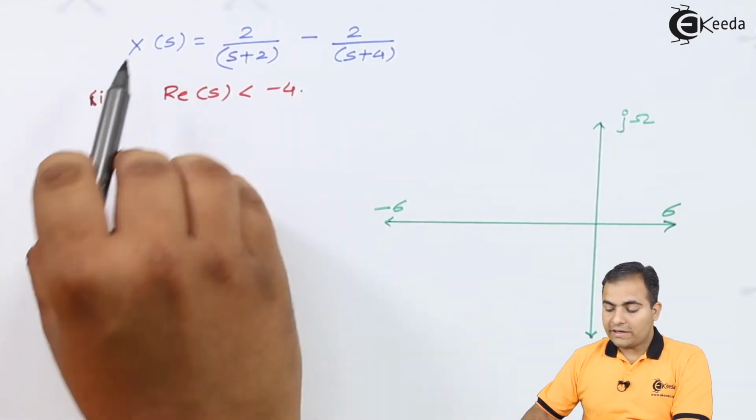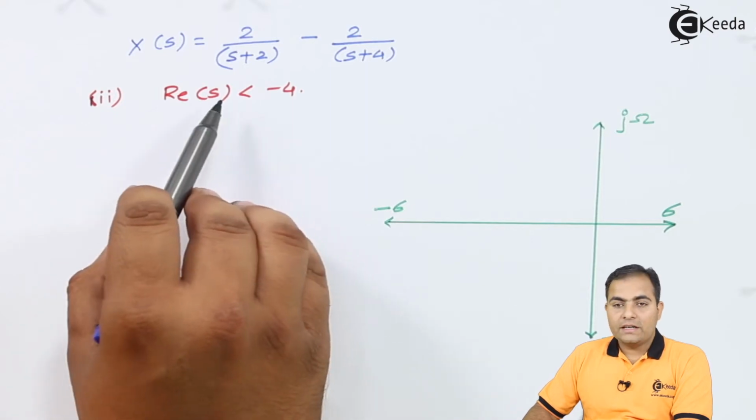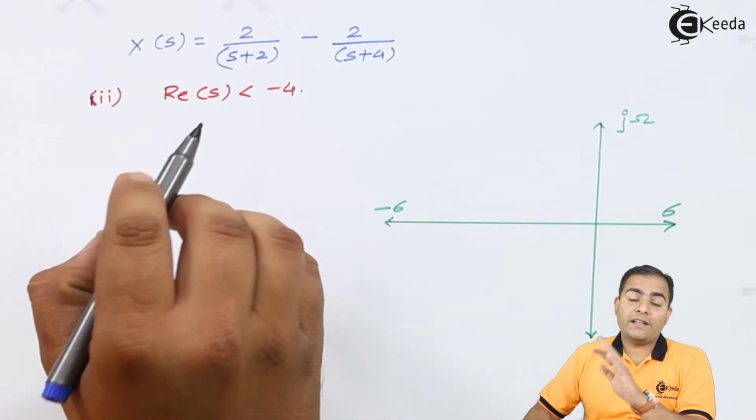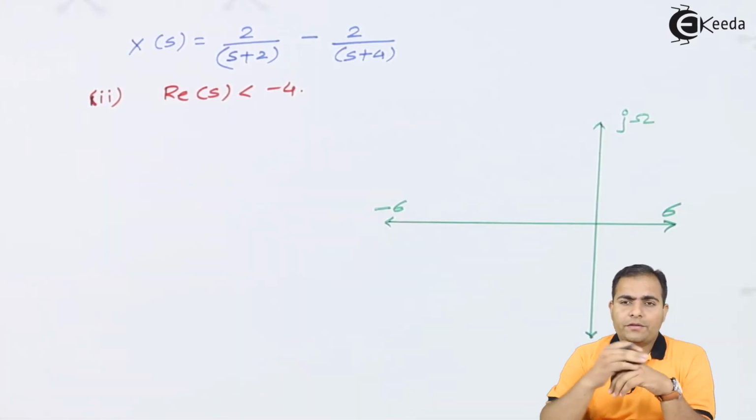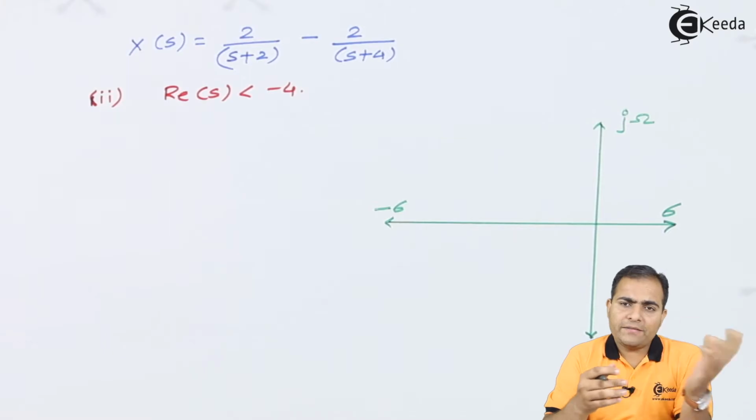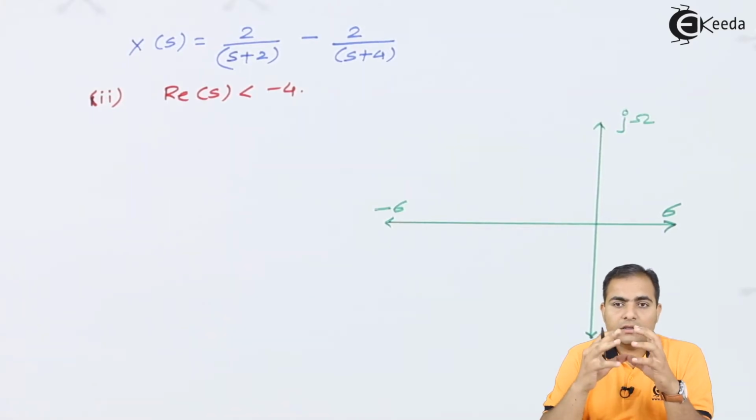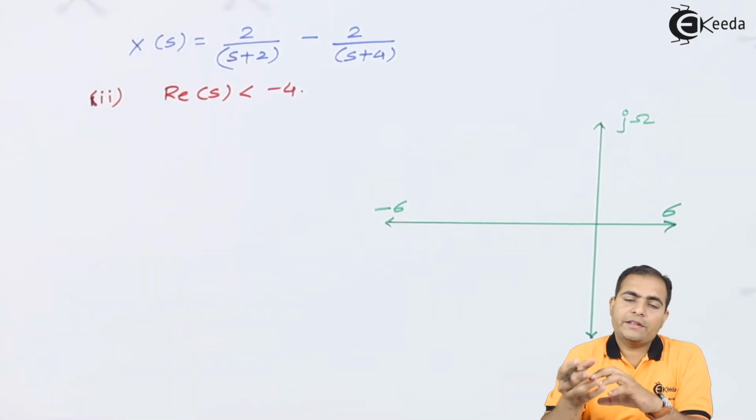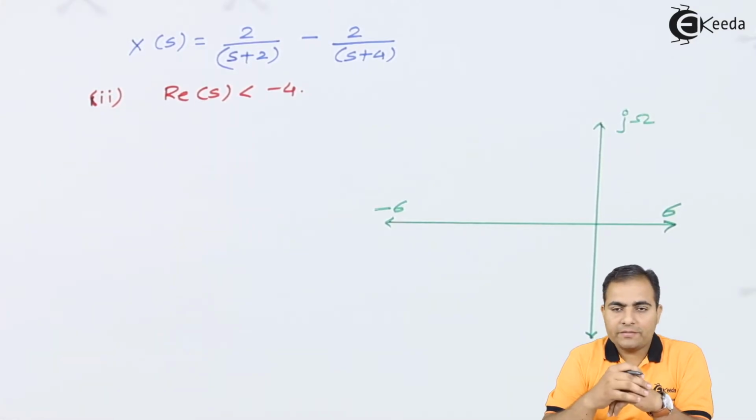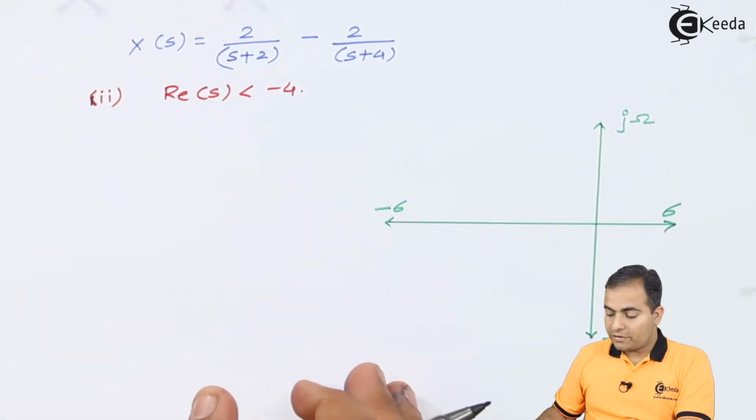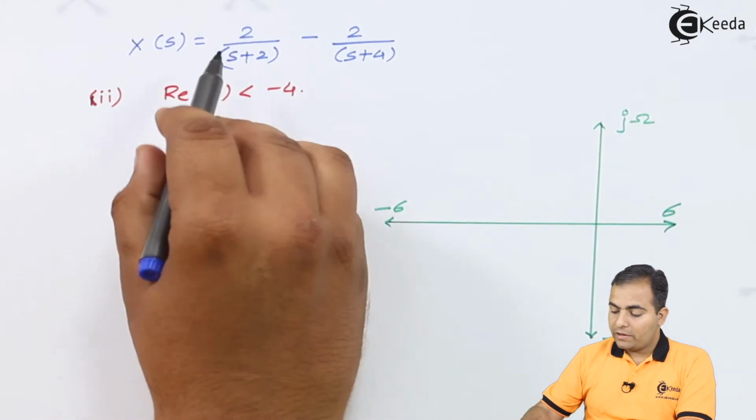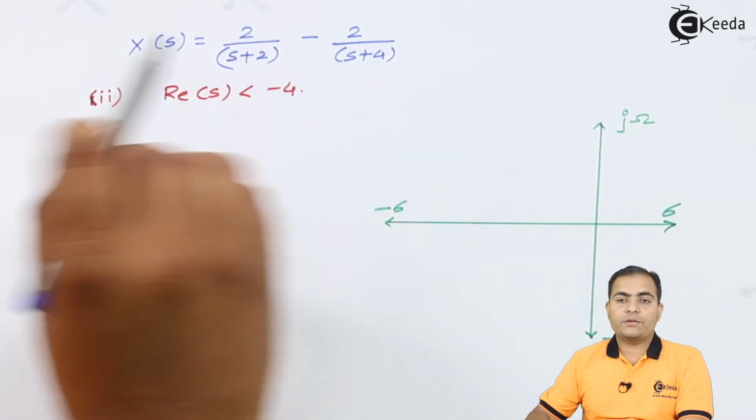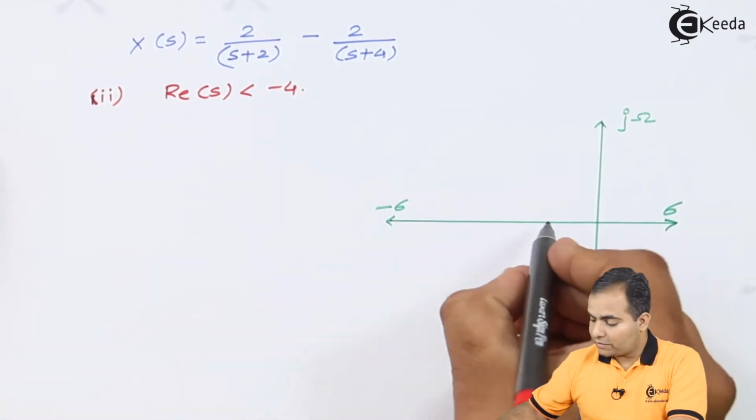Now the second ROC. This ROC is less than minus 4. Less than minus 4 means what? This is a left-handed ROC. Now whenever the ROC is left-handed, then all the poles on the right-hand side of that pole also have a left-handed ROC. First of all, we'll find the pole-zero plot. Now we have 2 poles. First one is s equals minus 2, another one is s equals minus 4. I'll plot the locations first.